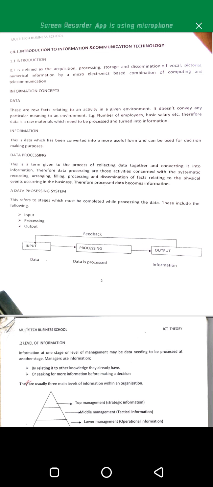So what is information? Information, this is data which has been converted or processed into a more useful form and can be used for decision-making purposes. Take an example. If you know the basic salary of every employee in your organization, then it makes it easy for you to know the amount of money you need to raise to pay these employees. So that is, you've processed this data and now you've put it into a more useful form.